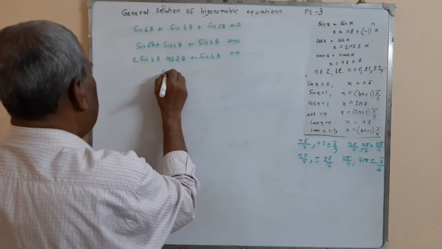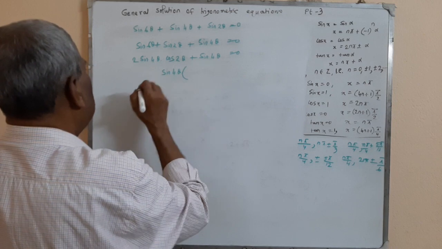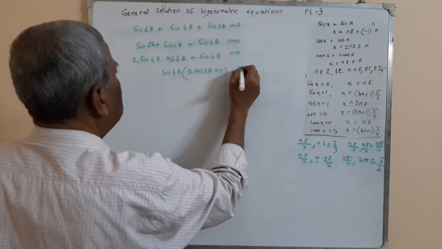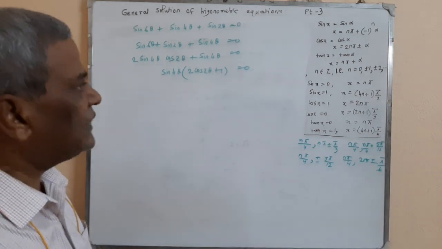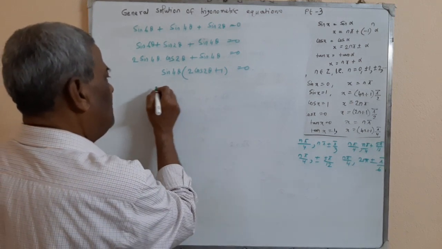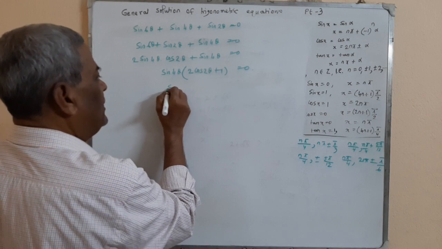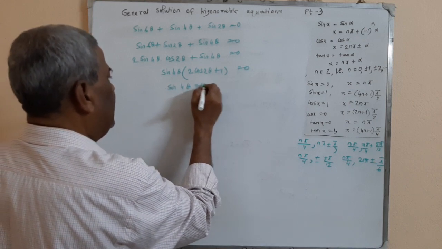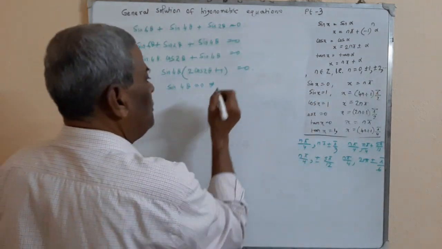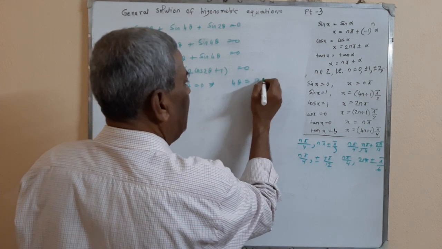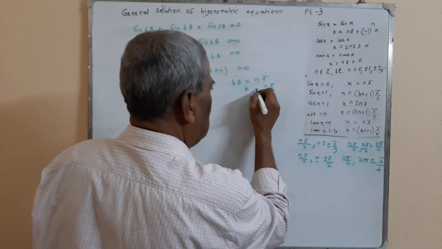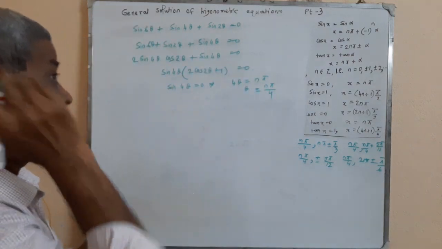Taking sin 4θ common, it is sin 4θ (2 cos 2θ + 1) = 0. So it has two factors. Either sin 4θ = 0, which gives 4θ = nπ. That is, θ = nπ/4. Number one, θ = nπ/4.